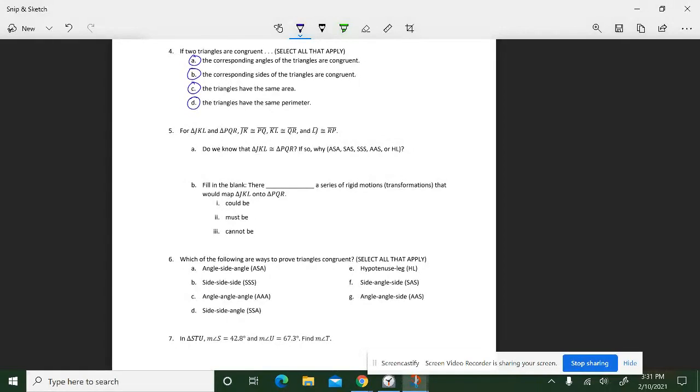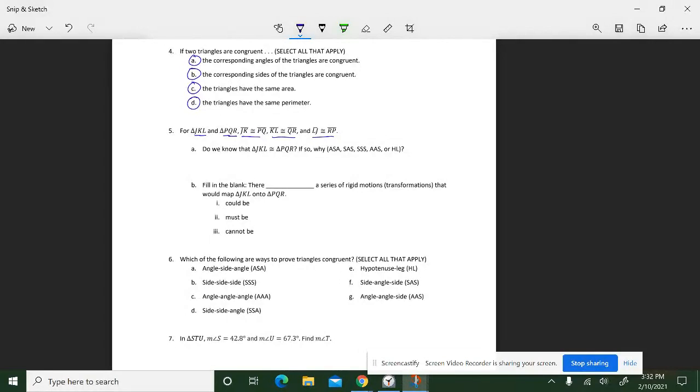On number 5, it tells us about two triangles, and it gives us 3 sets of congruent sides. So JK is congruent to PQ, KL is congruent to QR, LJ is congruent to RP. If you look at the order of the letters, it follows the exact order they appear in the names of the triangles. So JK and PQ go first. And then we have KL and QR. Those are the second and third letters. Then LJ is the third letter and the first letter, which is the same as RP.